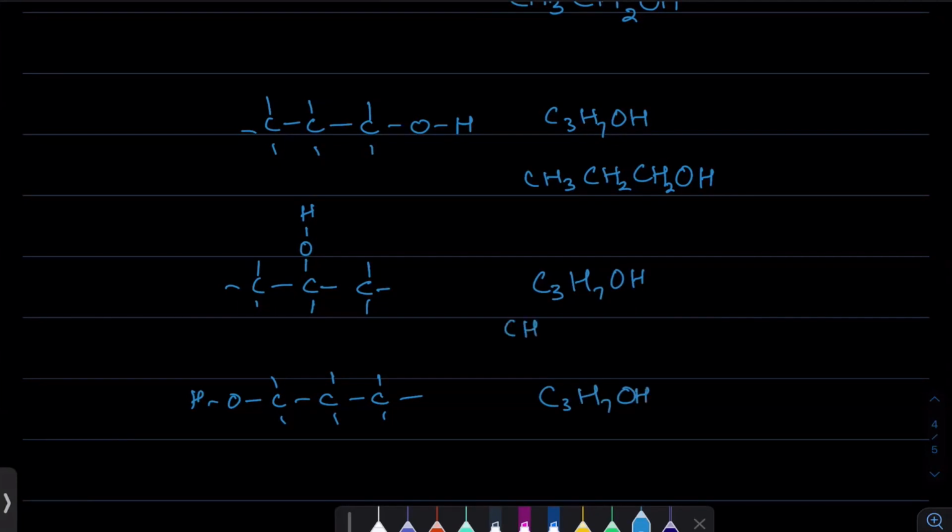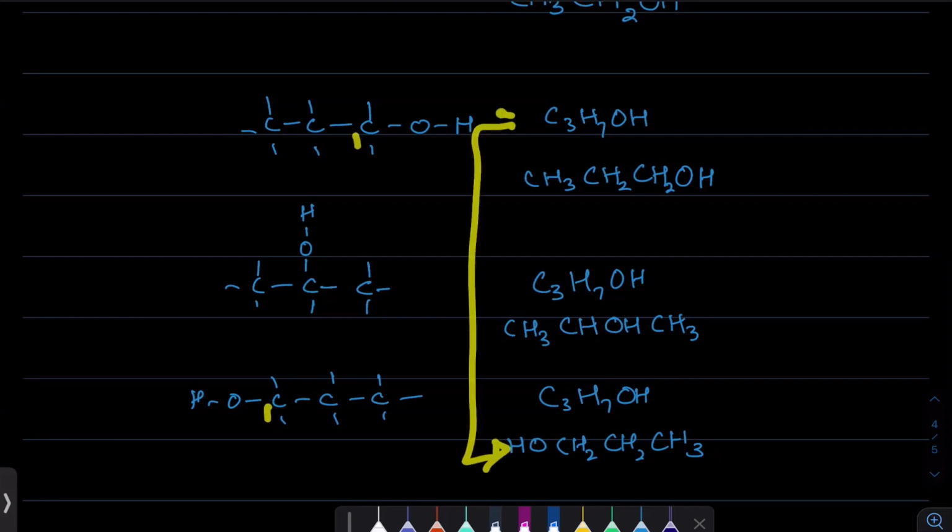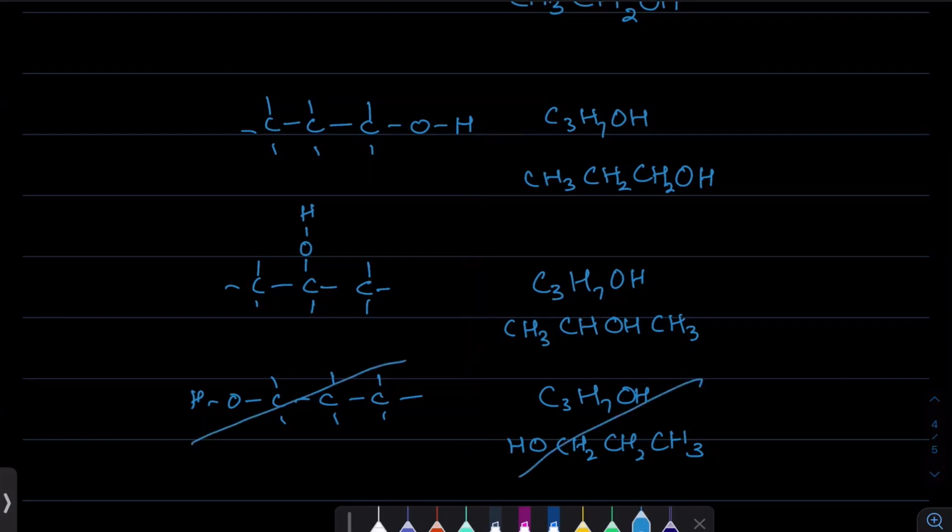This one is CH3CHOHCH3. या आप ब्रैकेट में भी लिख सकते हो या ब्रैकेट के बगैर भी लिख सकते हो, कोई फर्क नहीं पड़ता. And this one is again HOCH2CH2CH3. But notice कि ये भी फर्स्ट कार्बन है और ये भी फर्स्ट कार्बन है. So these two are identical, है ना? तो these are not isomers. So ये वाला तो एम ही हमने बना दिया. We don't need it.